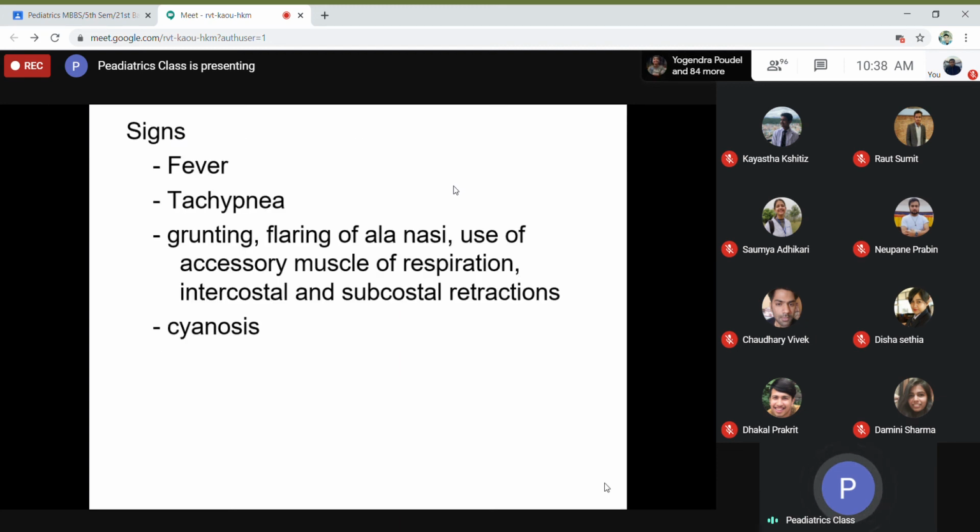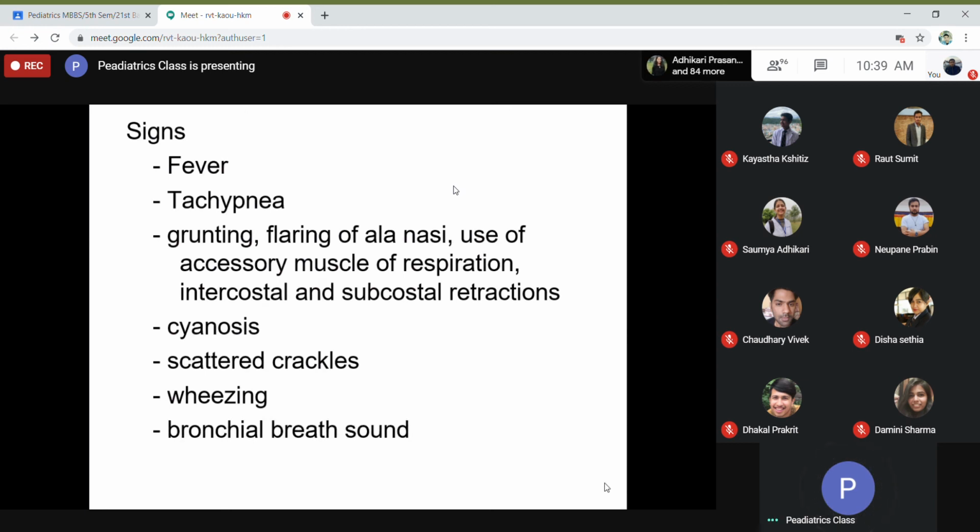Sign-wise, there will be fever, the child will have tachypnea, grunting, use of accessory muscles of respiration, flaring of alae nasi, and intercostal and subcostal retractions. If you don't treat, or if it progresses, it can lead to V/Q mismatch and cause central cyanosis. If you auscultate, you can find scattered crackles and wheezing. If there is underlying consolidation, you can auscultate bronchial breath sounds.